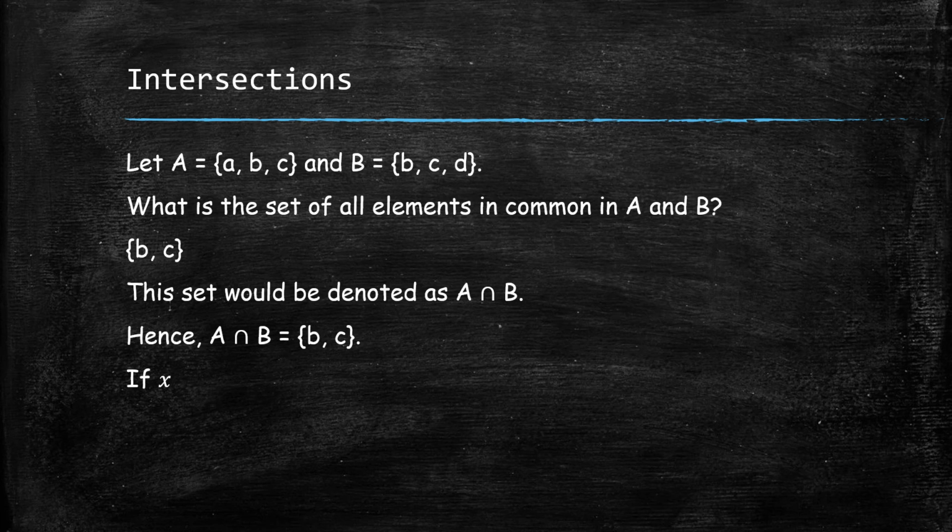Therefore, if X is a member of A intersection B, X is a member of both A and B. Now if we compare this with unions, if X was a member of A union B, X could have been a member of either A or B. But in terms of intersection, if X is a member of A intersection B, we're basically saying that X is an element which is common in both A and B. So it has to be a member of both A and B.